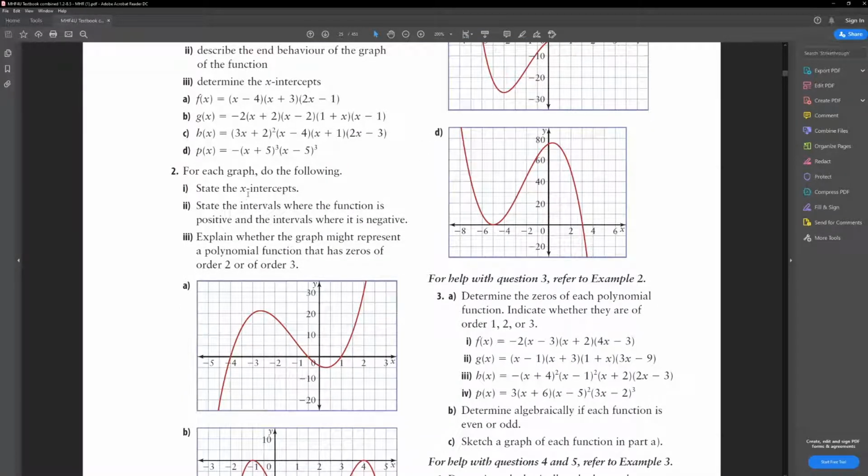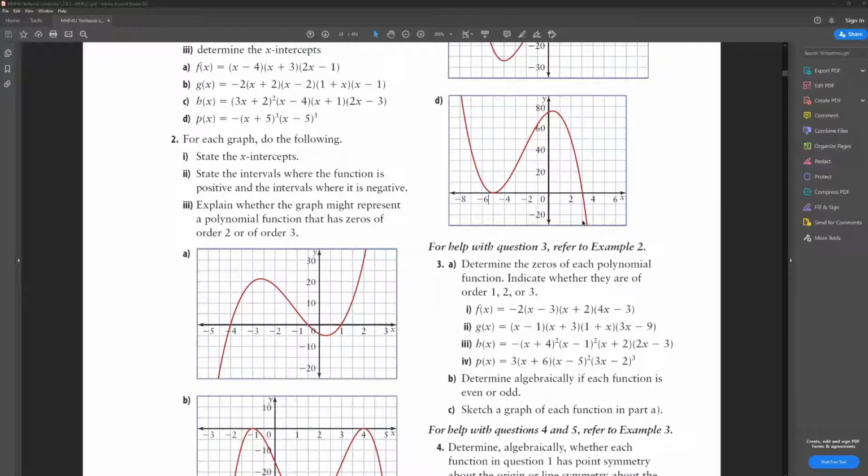Lastly, we have x-intercepts once again, negative 5, and then 3. It is positive when it is between negative 5 and 3. And that's it. And it is negative when it is greater than 3. It could have a bounce at negative 5, which means it might be order 2. Here it passes straight through. So that is it. Let's move on to 3.